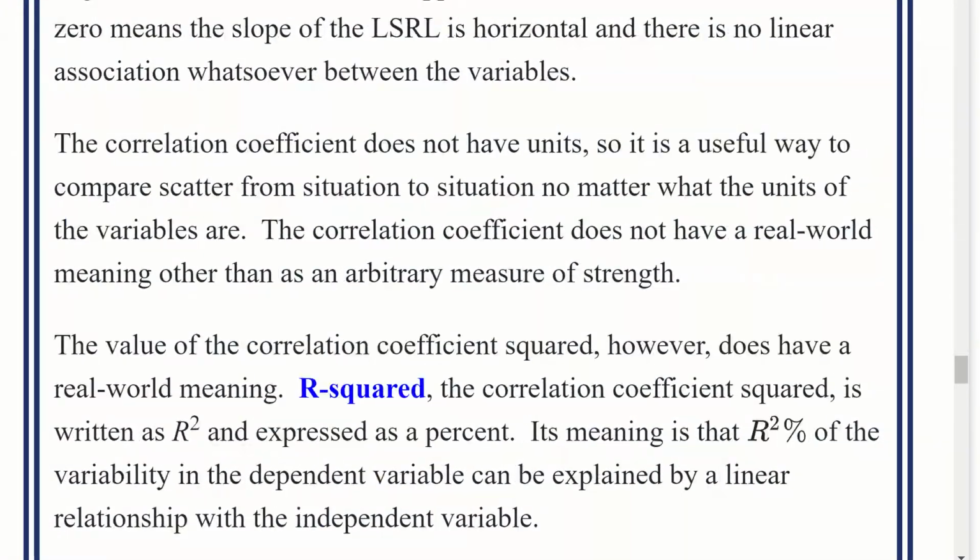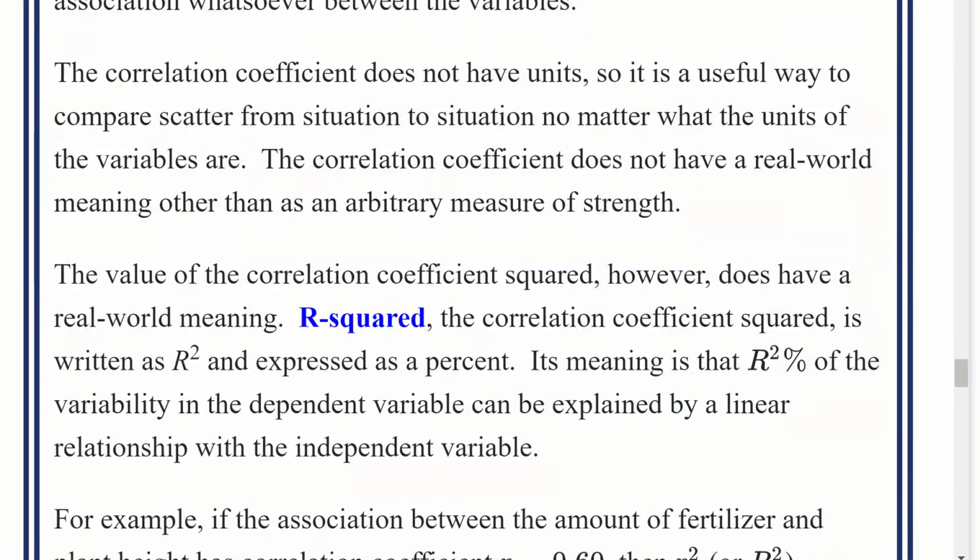Interestingly, if you take the value of the correlation coefficient and you square it, we get something that does have a real-world meaning. The value of the correlation coefficient squared, however, does have a real-world meaning. R squared, the correlation coefficient squared, is written as capital R squared and expressed as a percent. The meaning is that R squared percentage of the variability in the dependent variable can be explained by a linear relationship with the independent variable.